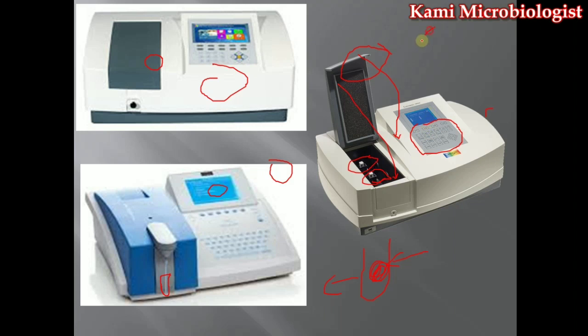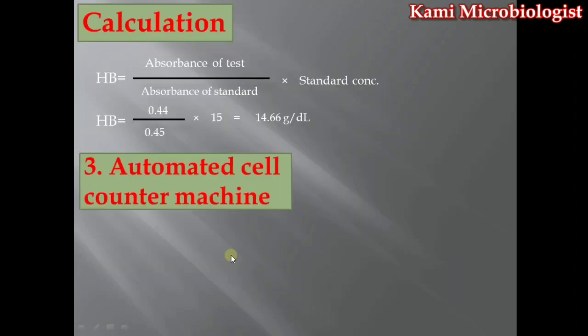Wavelength will be 450 or 460. These are the different wavelengths, but we mostly use the 450 wavelength. After that, what we will do? After setting 450 wavelength, then we will check the reading. Once we check it, we note it. So this is how we can find the absorbance with the spectrophotometer and Microlab 300.